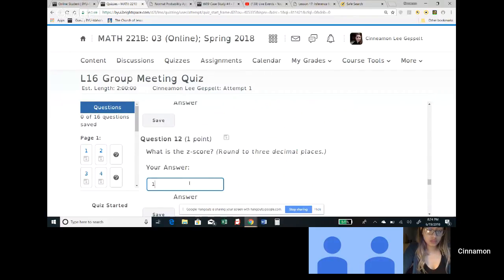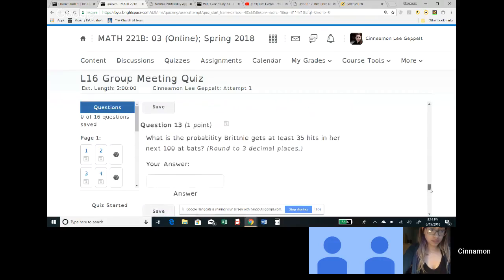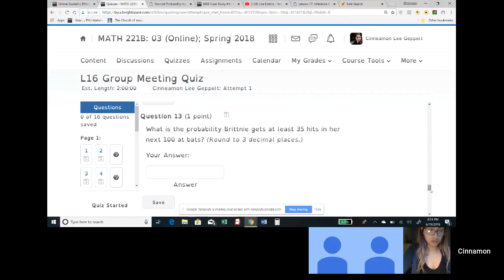Seems a little backwards. Okay, 13. What is the probability that Brittany gets at least 35 hits in her next at bats? Didn't we already answer that, I thought?